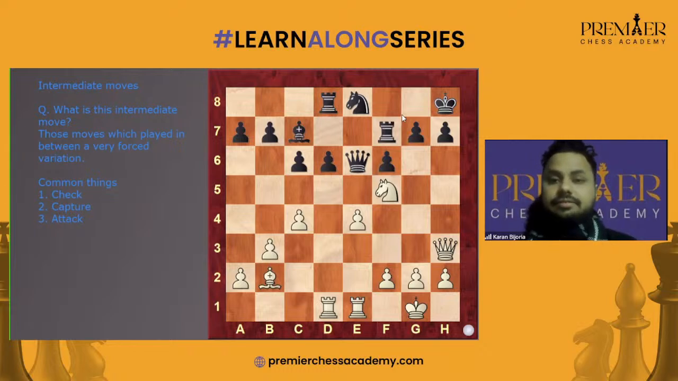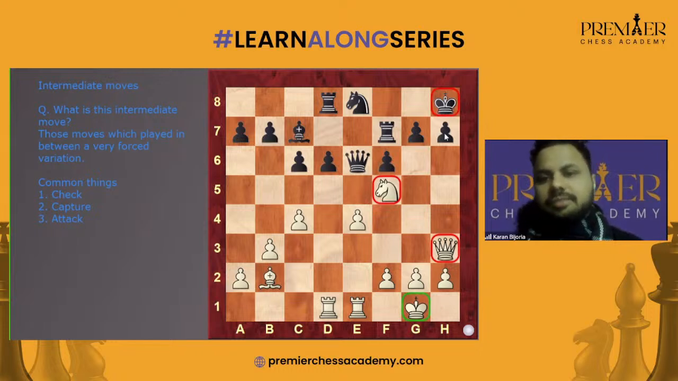Now again, let's start analyzing. In analysis, always first of all check your king safety. Is the king safe? Quite safe. White king is quite safe. Is the black king quite safe? There are some pieces nearby the king, but there are some good defenses also. So the king is safe. Okay, very good.